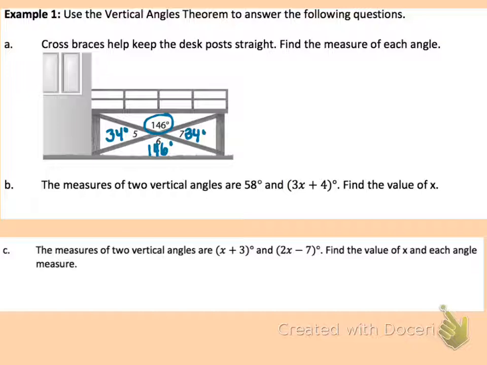So let's say now that the measures of two vertical angles are 58 degrees and 3x plus 4. So let's say if we draw a picture of this, we've got some vertical angles.